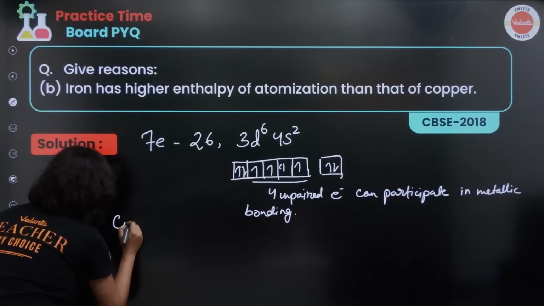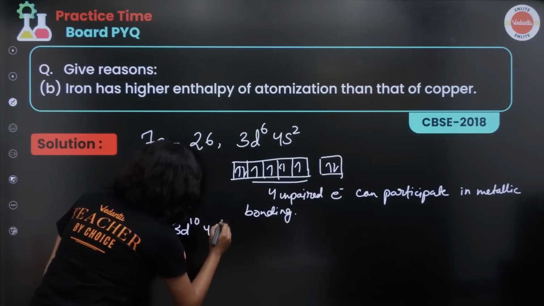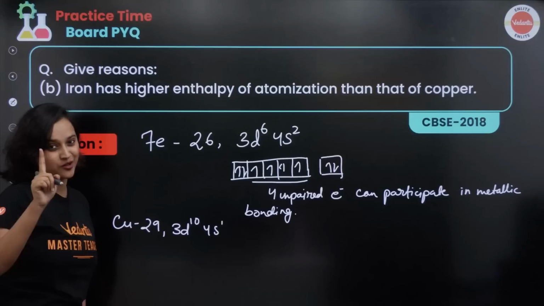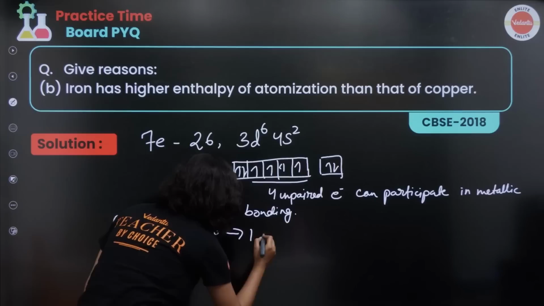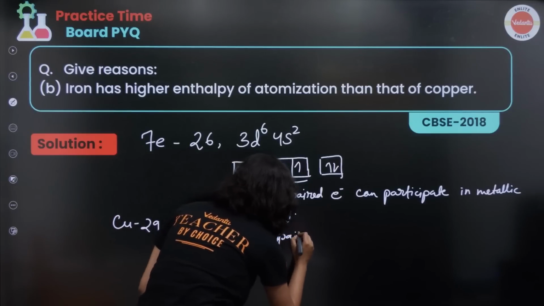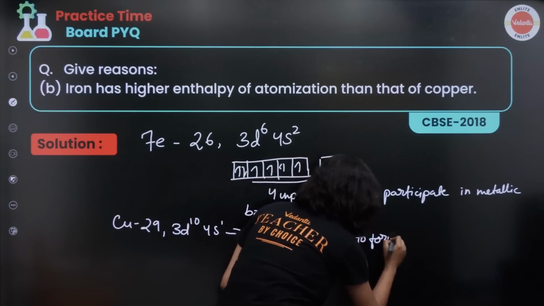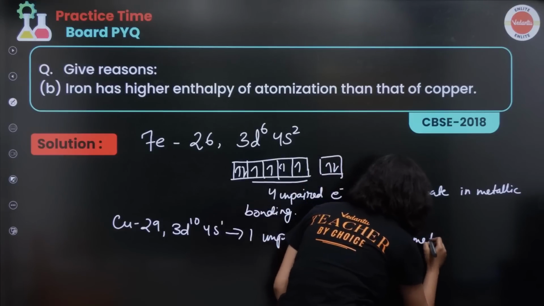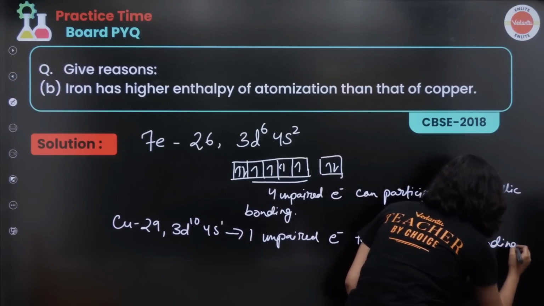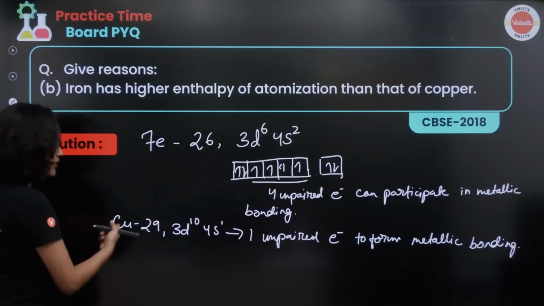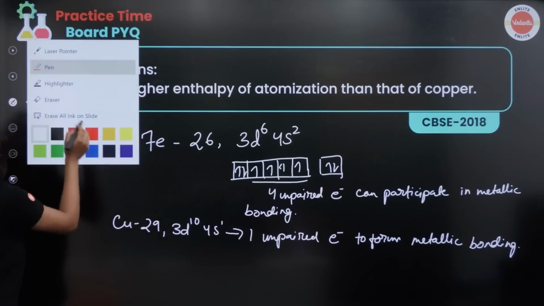Whereas copper is what? 29. Yes. That means 3d10 4s1. One unpaired electron, my dear student. That too, just one unpaired electron. So here, it has only one unpaired electron to form metallic bonding. Which one will be weaker? Yes, copper will be weaker. And this is stronger, isn't it? Yes, iron has a stronger metallic bonding.